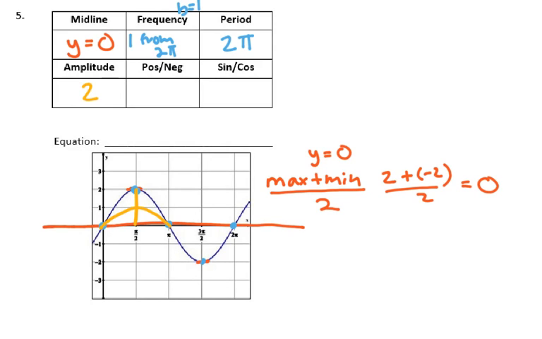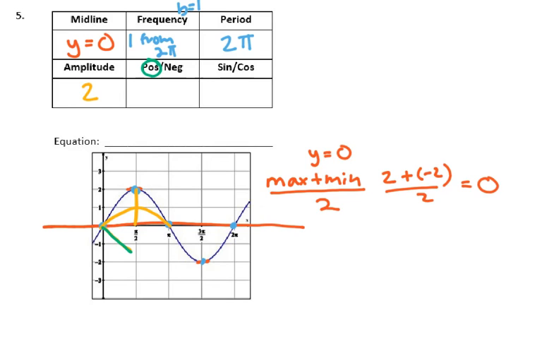Now, to determine whether this is a positive or negative a value attached to that, then I need to take a look and see where the graph starts off. So it starts at 0, 0, and then it goes up. If this was a negative graph, it would have gone down. So therefore, for this one, we know that this will be a positive graph.